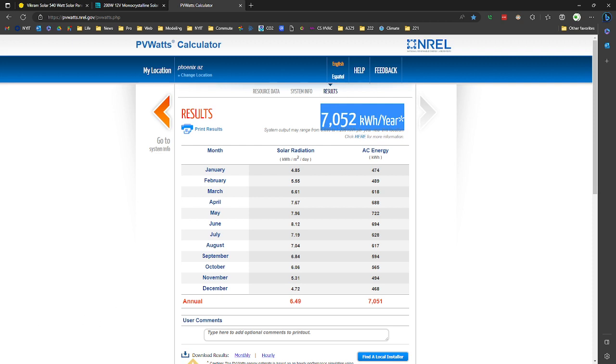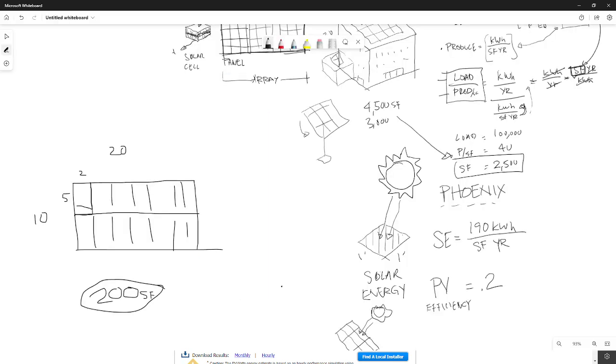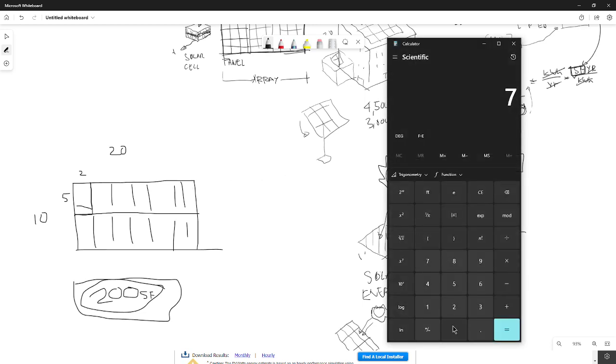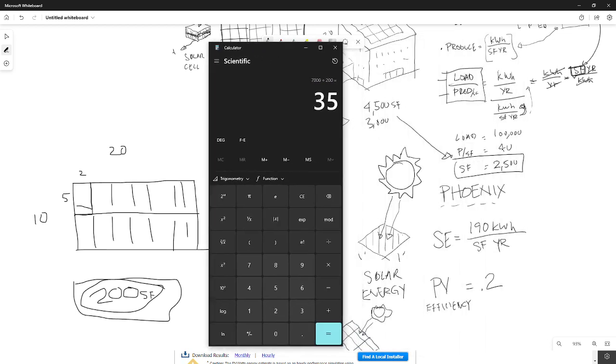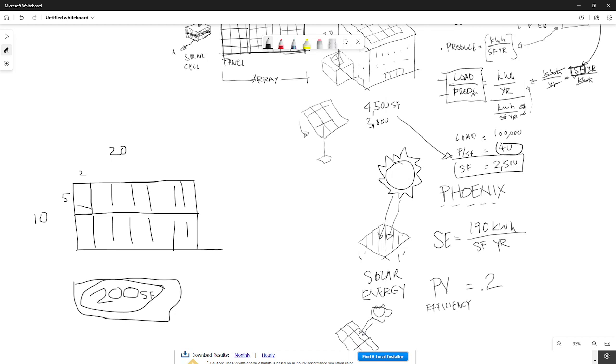Let's compare that to what we did in our previous calculations. So we were saying we had this 200 square foot system, right? And it is producing about 7,000 kilowatt hours in Phoenix. So I'm going to divide that by 200. We get about 35 kilowatt hours per square foot, and what we used was 40. So that's pretty close.